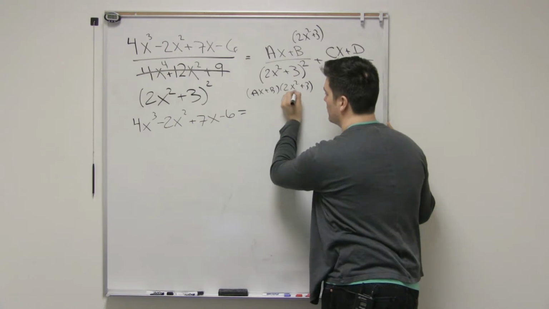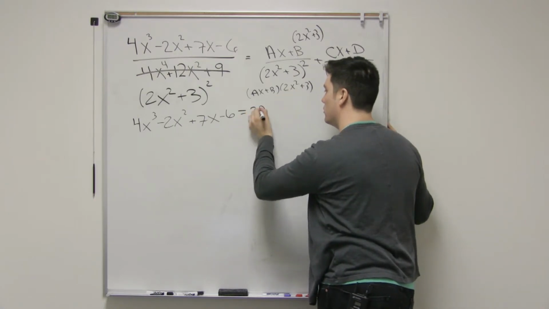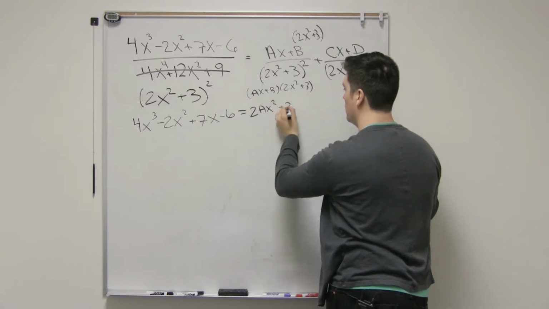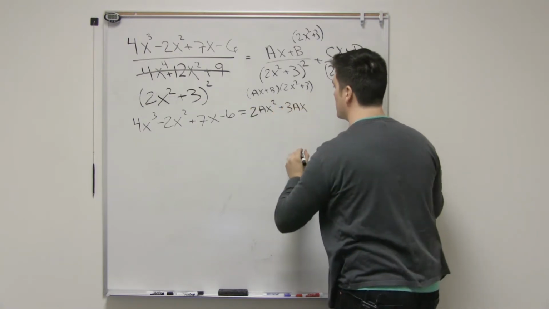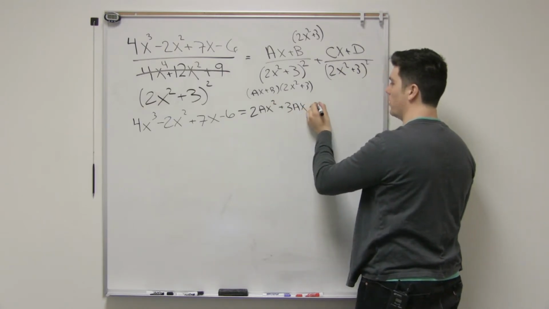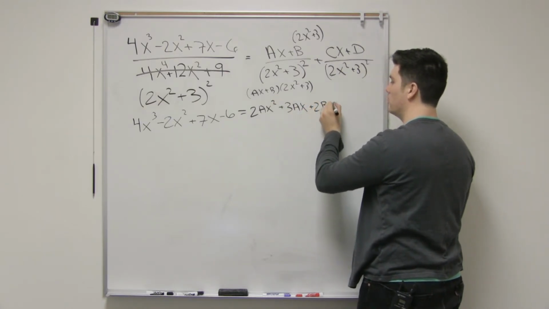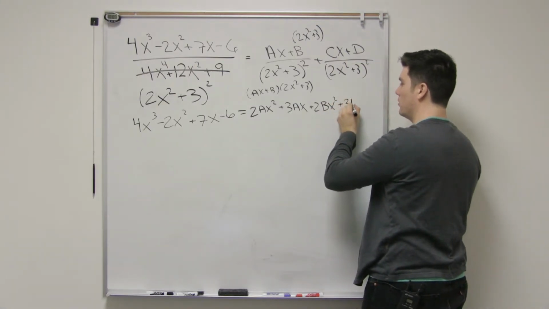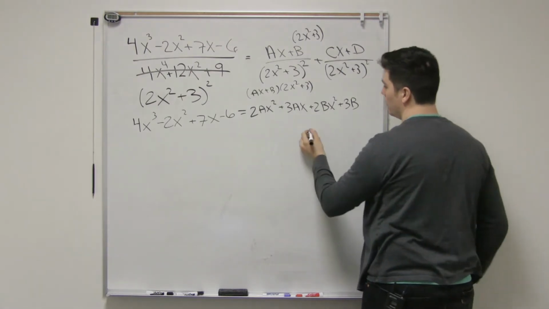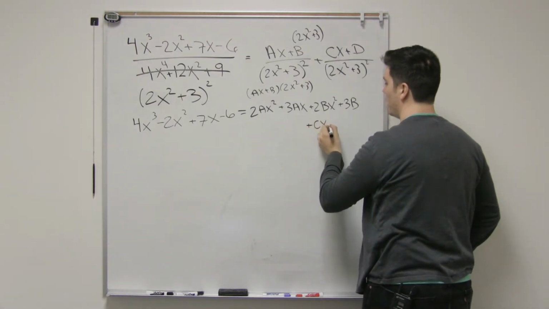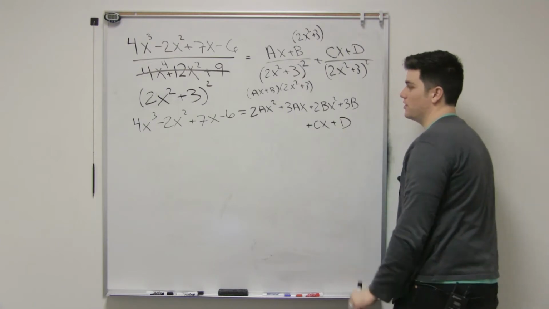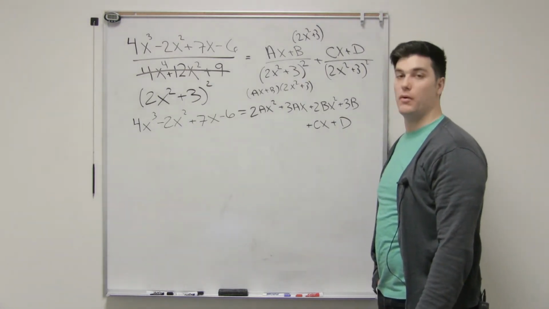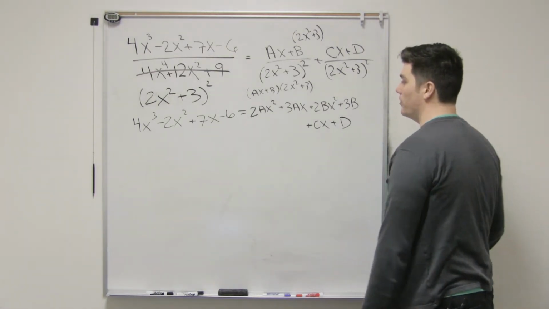or term by term multiplication, however you call it. Ax times 2x squared, 2ax cubed. Ax times 3, 3ax. B times 2x squared, 2b x squared. And b times 3, 3b. All plus cx plus d. Now we want to not multiply, but we want to match up the coefficients.